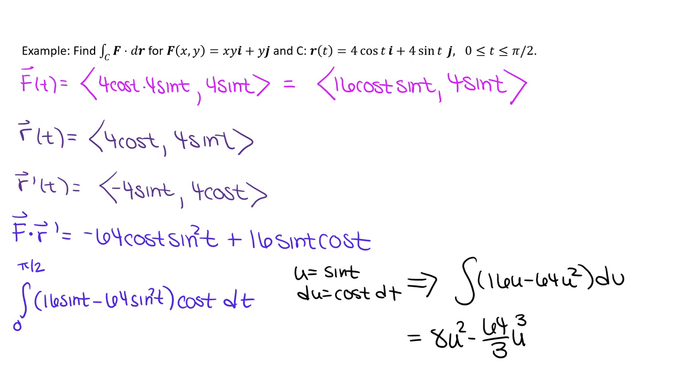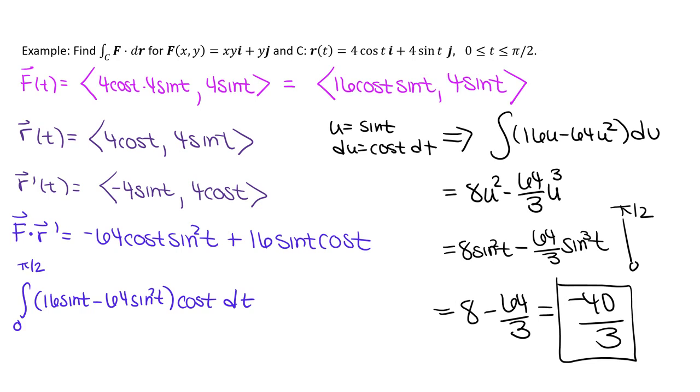My antiderivative is 8u squared minus 64 over 3 u to the third. I did some erasing, moved that up. So there's my antiderivative. I replace the u's with sines. So 8 sine squared minus 64 thirds sine to the third. And then I plugged in my bounds of integration. When you plug in pi over 2, sine of pi over 2 is 1. So I got 8 minus 64 thirds. When you plug in 0, sine of 0 is 0. So 8 minus 64 thirds was negative 40 thirds, and that is my final answer here.